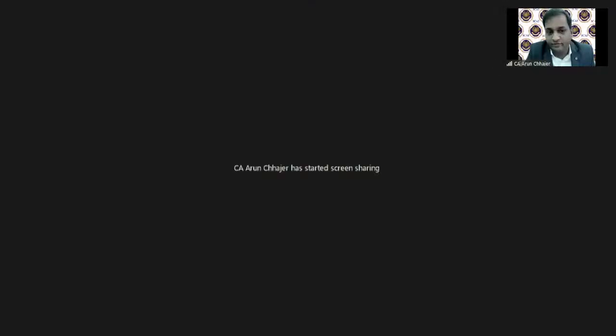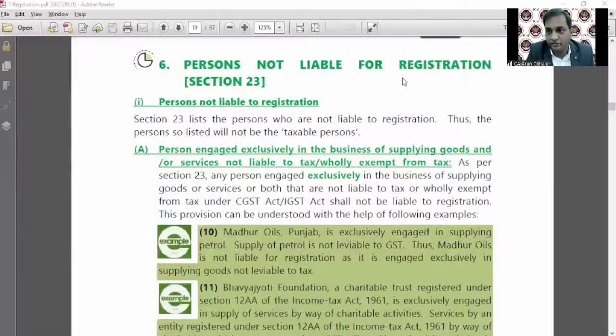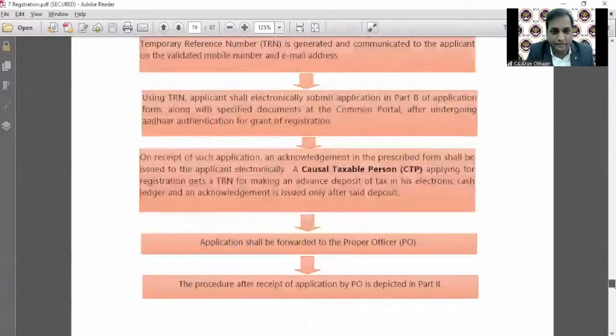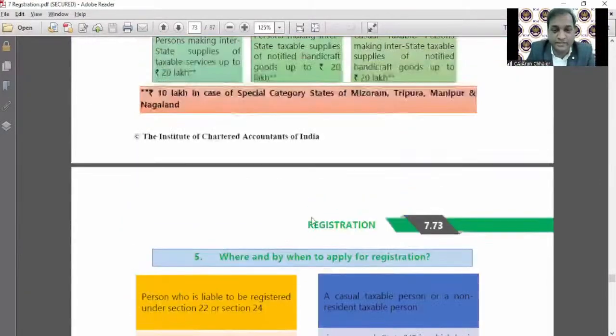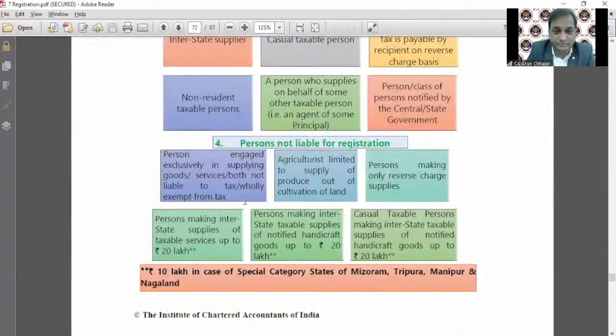Section 23. Section 23, we will discuss in short. We have a shortage of time, so I am explaining the situation where I am not required to take registration. Not liable for registration: a person engaged exclusively in the supply of goods or services or both that are not liable to tax or wholly exempt from tax. There are 6 situations wherein a person is not liable to be registered. The answer is section 23.